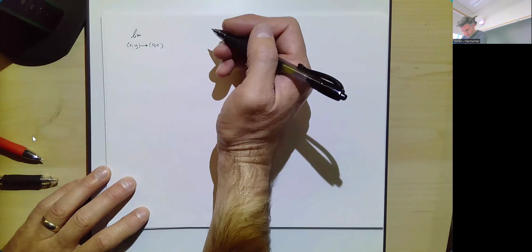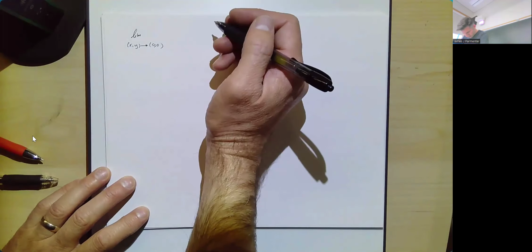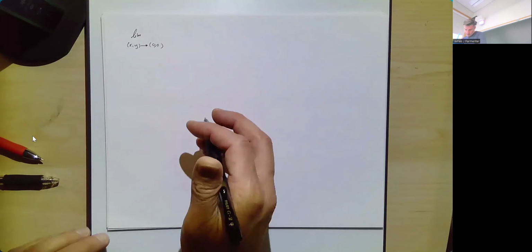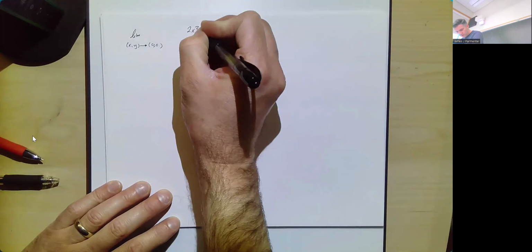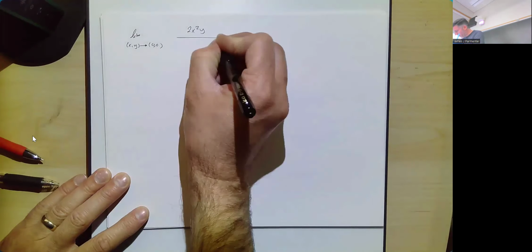That seems terrible. Let me make sure I'm looking at the right problem here. Let me just double check something before I send this off in a direction that might be awful. No, I guess that's fine. Okay, yeah, cool. We'll do it this way. Let's say we have, apologies, 2x squared times y over 3x squared plus 4y squared.